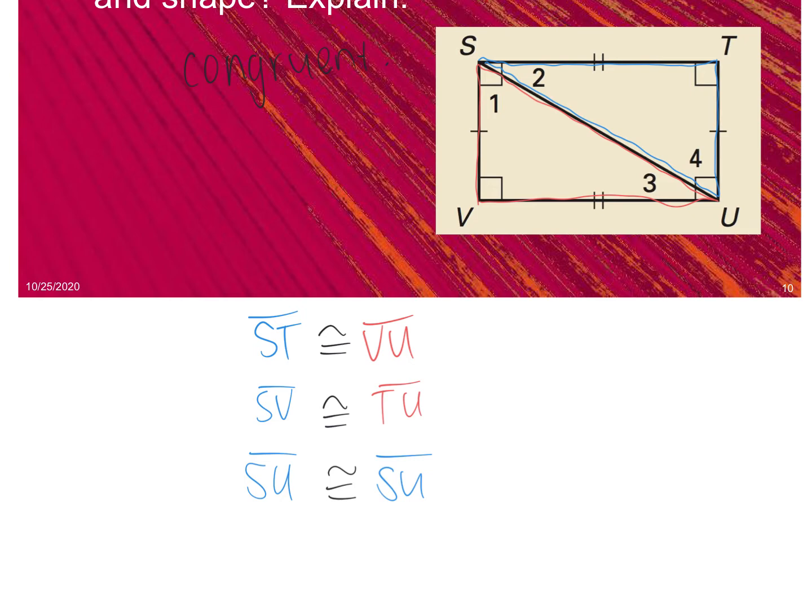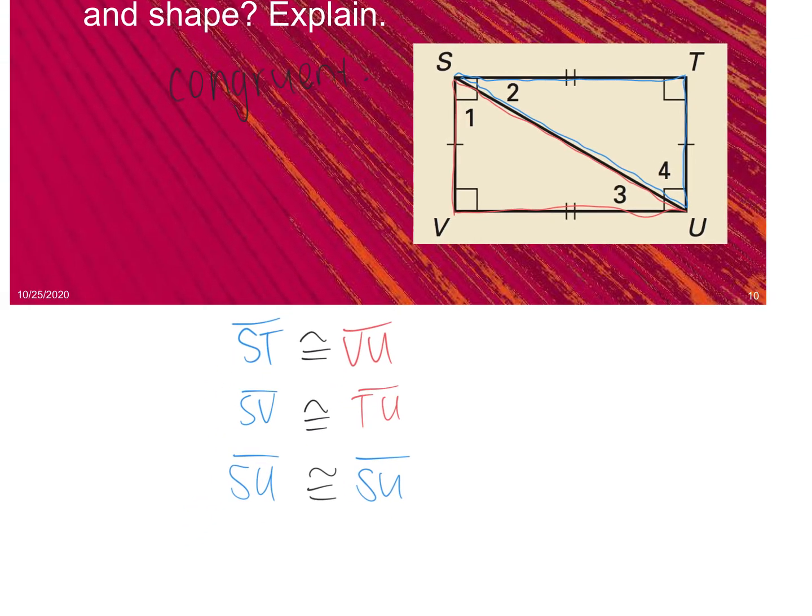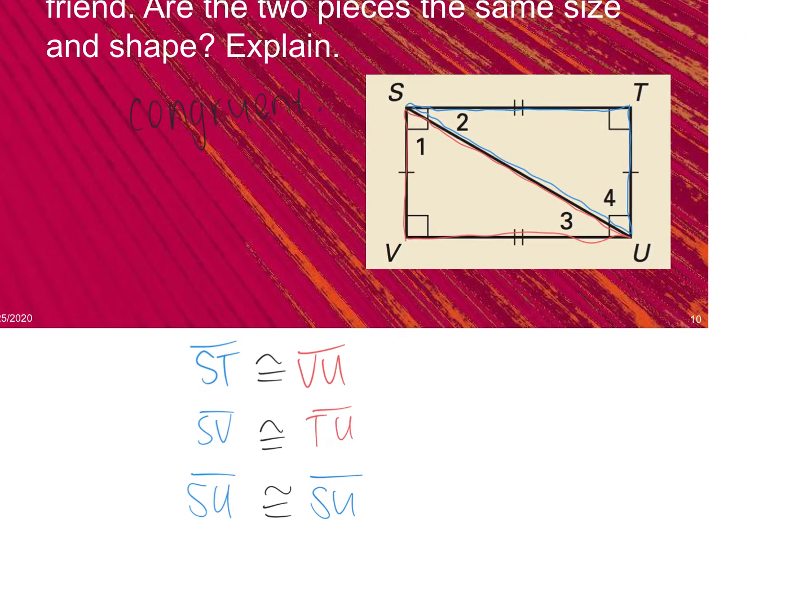The reflexive property. So, SU needs to be congruent to itself. Guys, anytime two figures share a side, that segment's going to be congruent to itself. And it's going to help you prove congruence. Okay. So we proved 3 sides. What else do I need to prove that is congruent?